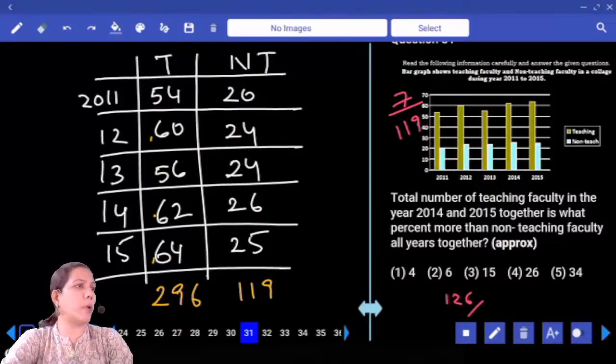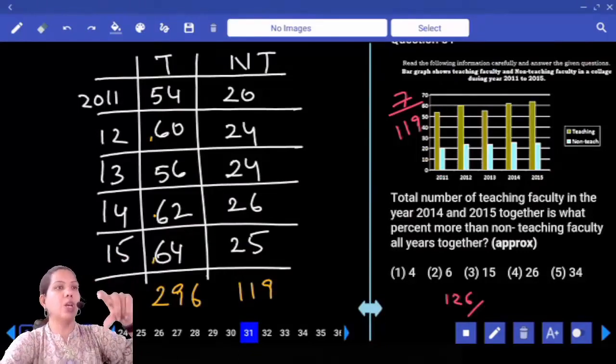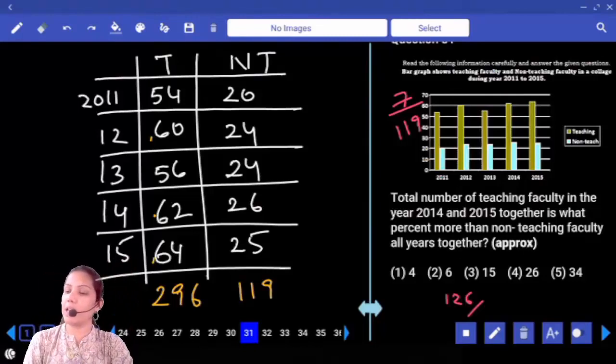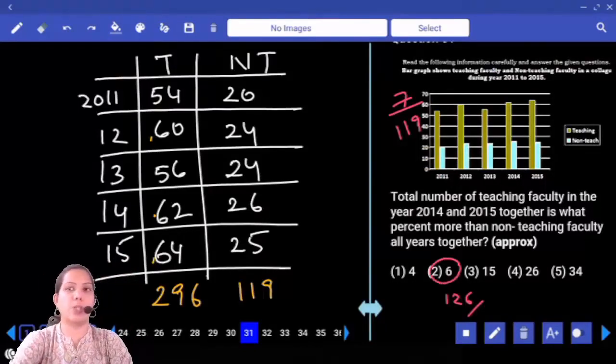So my assumption, approximately denominator 120. What is 10 percentage? 12. What is 1 percentage value? 1.2. Numerator is 7 only. So 1.2, 6 times are 72 approximately. So the answer is very near to 6%. That is the second option.